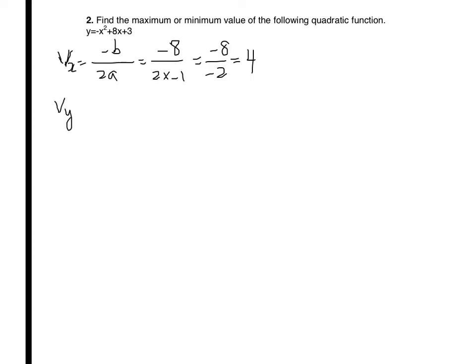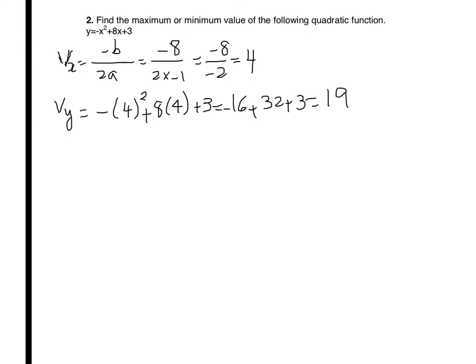So the y coordinate is negative x squared, so negative 4 squared, negative 8 times x, which is 4, plus 3, which is going to give me 16, minus 16, minus 32, plus 3. If you simplify this one, this one is positive. So the answer is negative 16 plus 32 plus 3, which is going to give you 19.